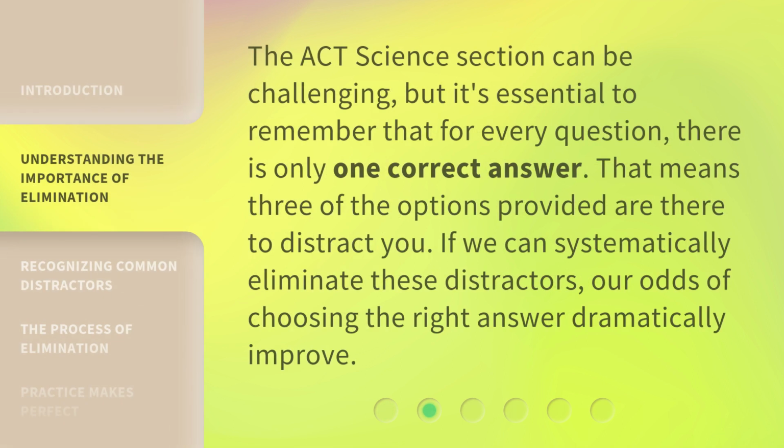The ACT Science section can be challenging, but it's essential to remember that for every question, there is only one correct answer. That means 3 of the options provided are there to distract you. If we can systematically eliminate these distractors, our odds of choosing the right answer dramatically improve.